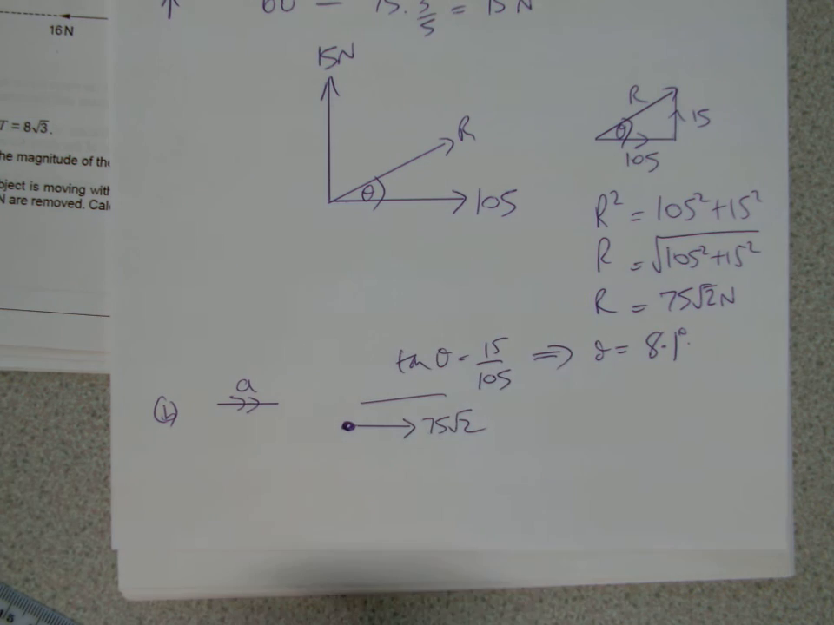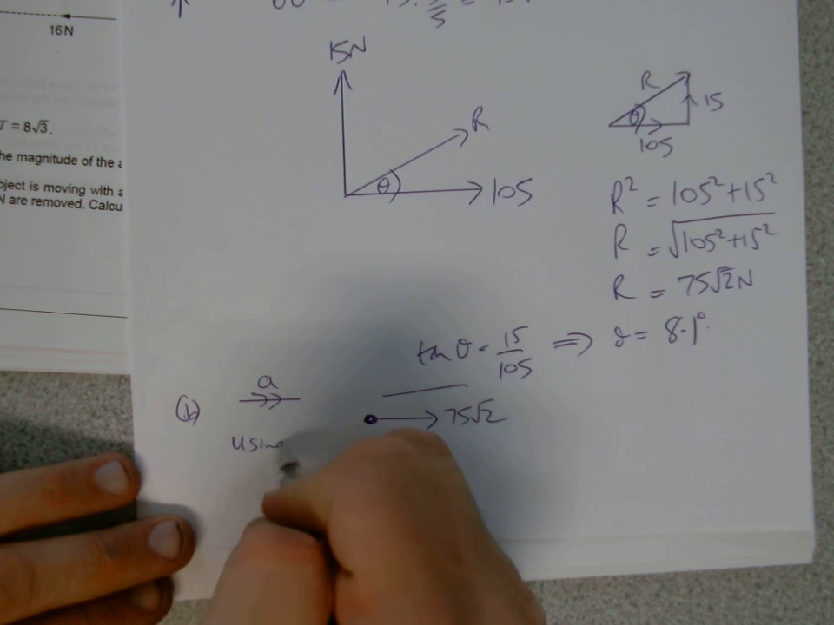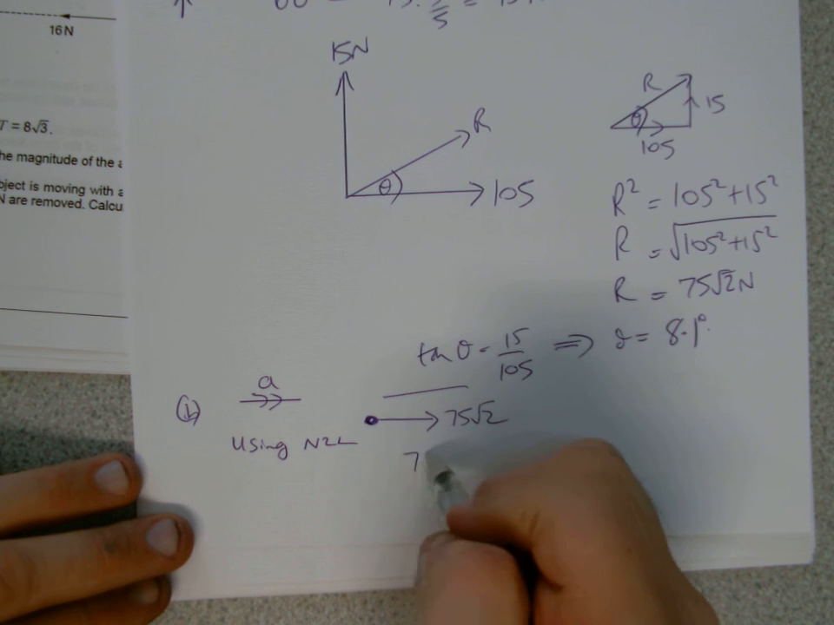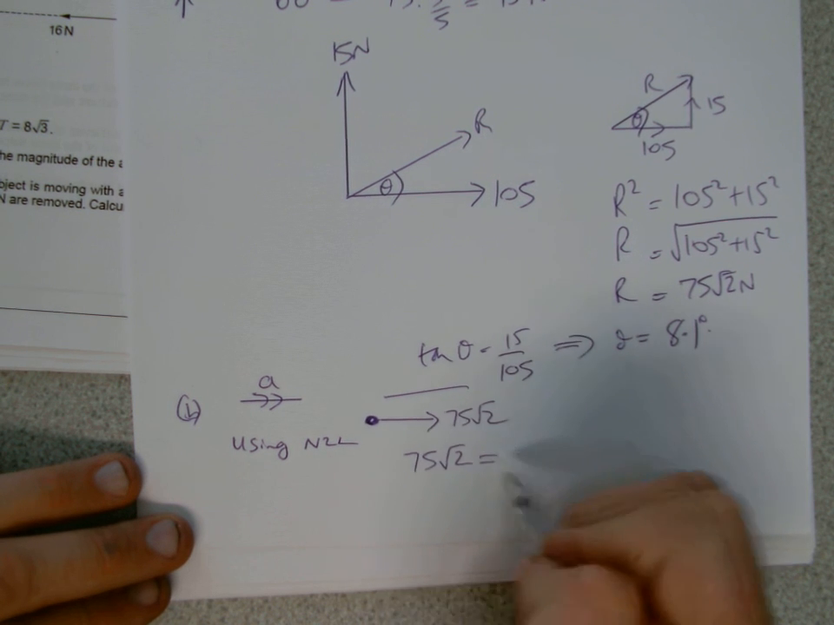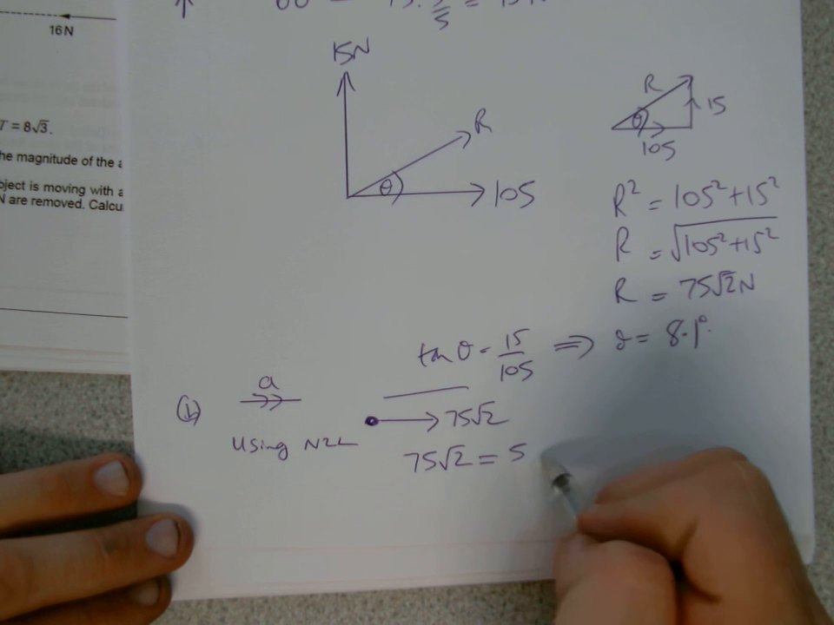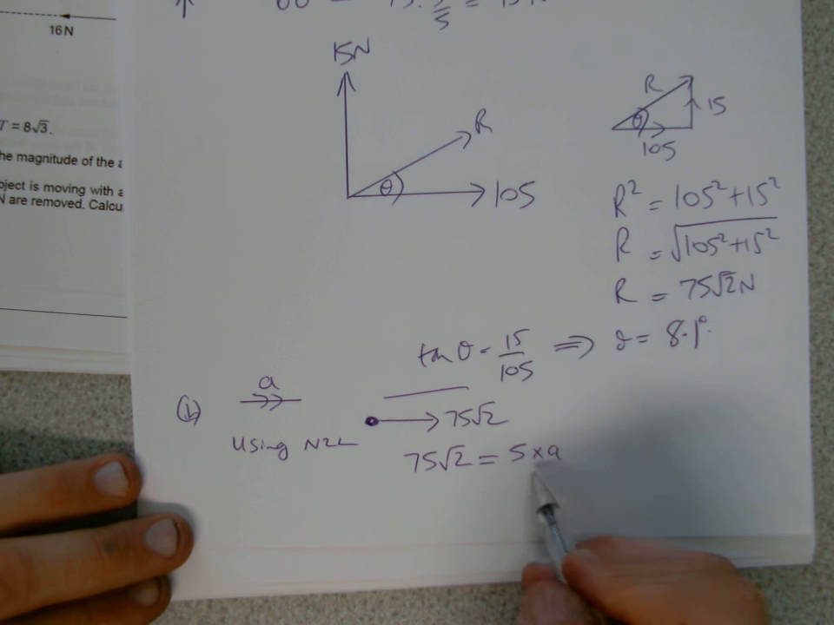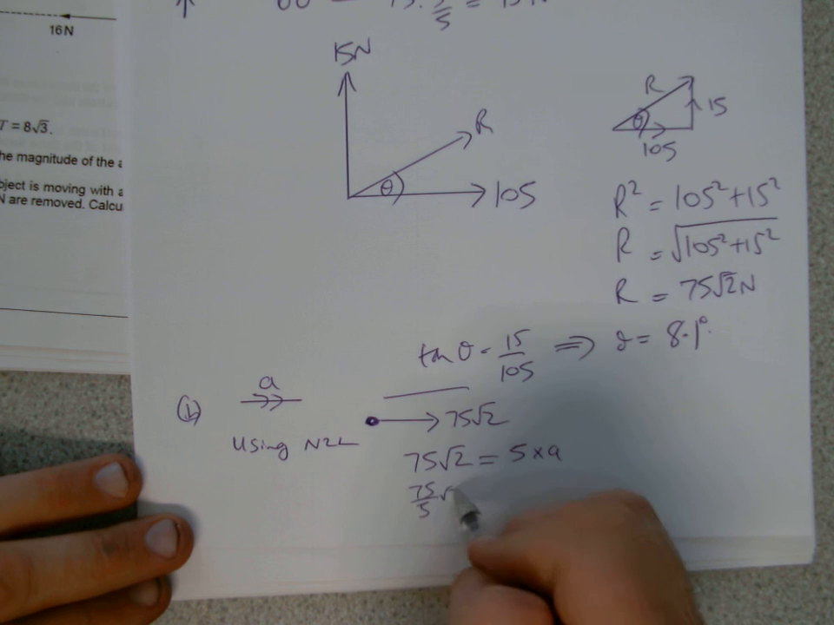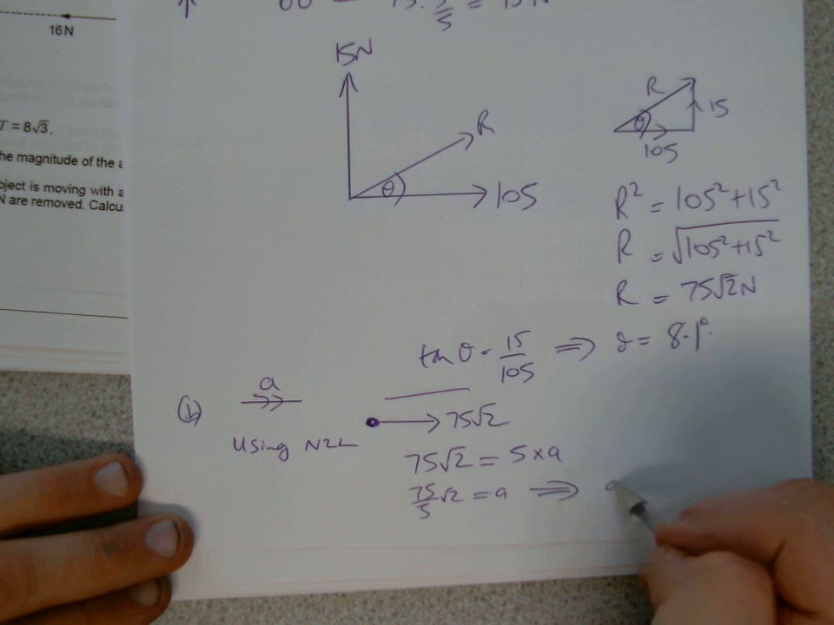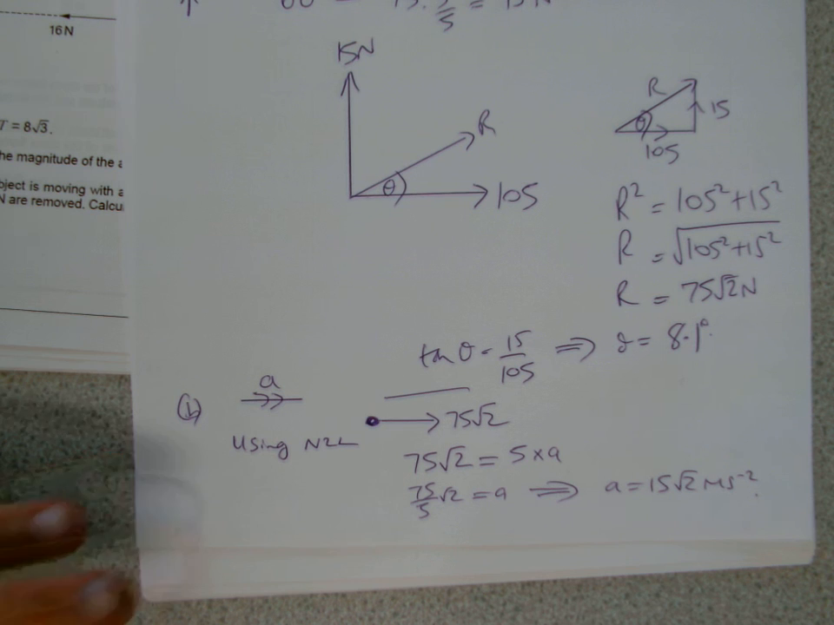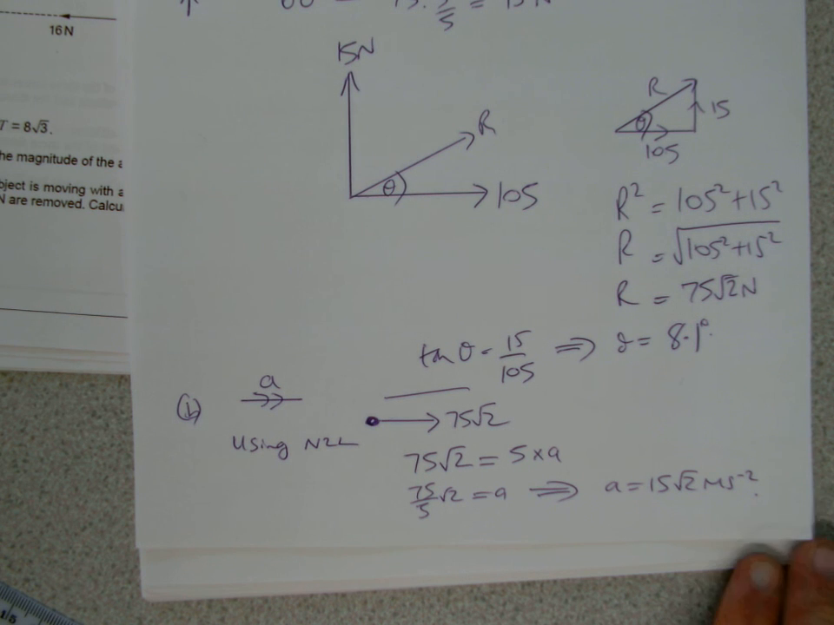So using Newton's second law, we have F equals ma, so 75 root 2 equals the mass of the object, which is 5 kilograms, times a. And to get a, you just take the 5 over and divide. So that implies a is 15 root 2 meters per second squared. And we're done. The question is answered.